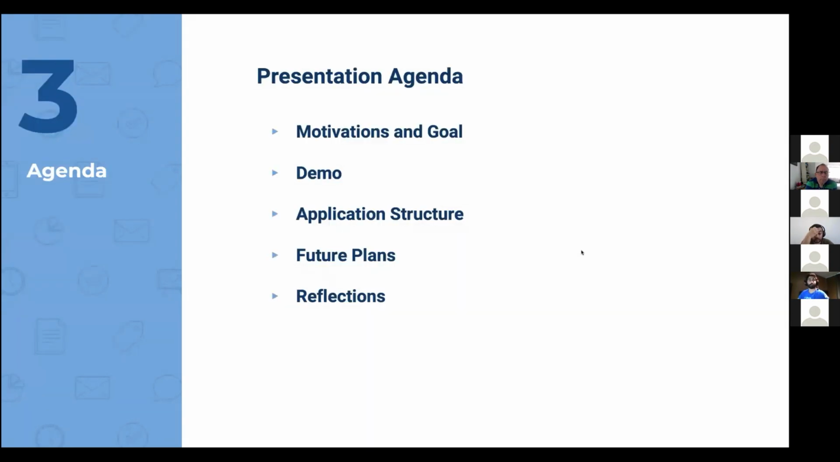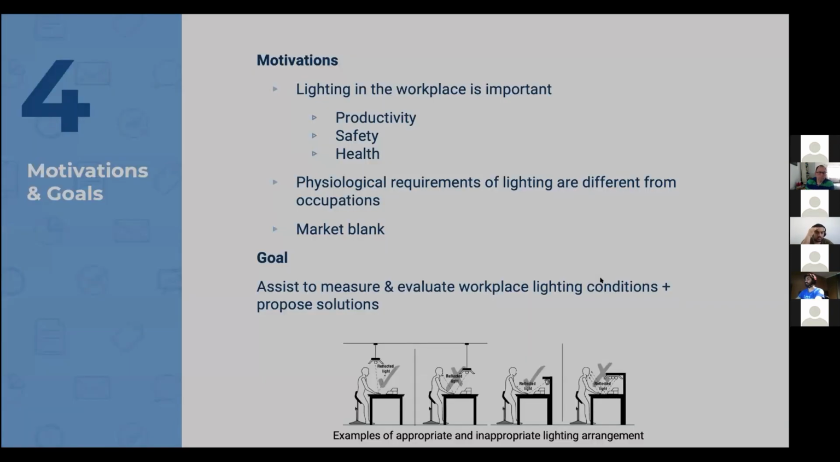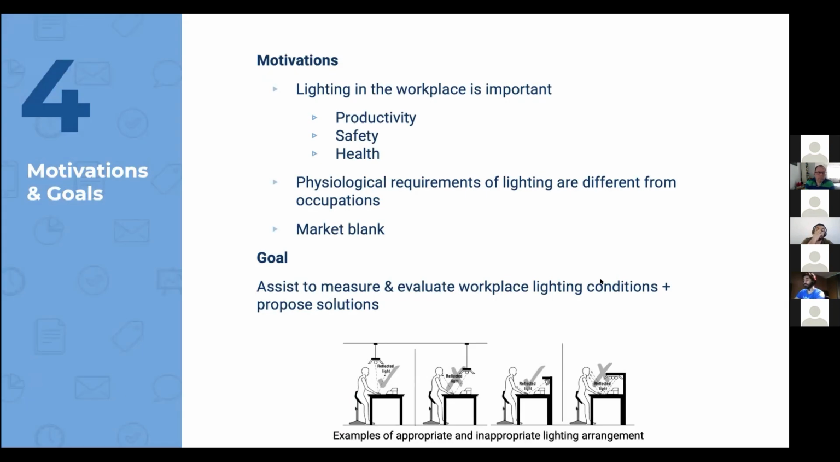So this is our presentation agenda. Let's first talk about our motivations and goal. Lighting is super important in working space. It is not only related to your productivity, but it also has influences on your safety and health. Currently, there's no such application in the market that provides the service of measuring lighting for your working space. Therefore, in order to fill the market blank and address all of these issues, we decided to work on this application. The goal of our app is to help people to measure and evaluate their working space lighting conditions and also propose lighting advice to the users accordingly.